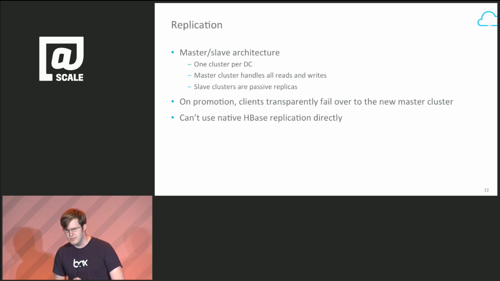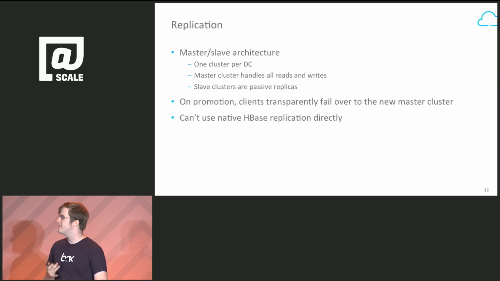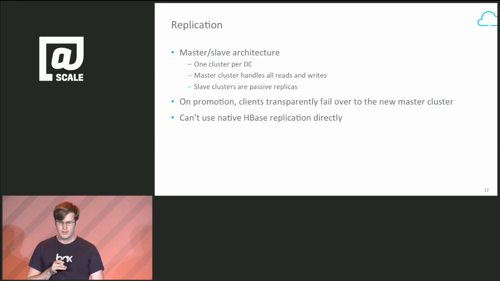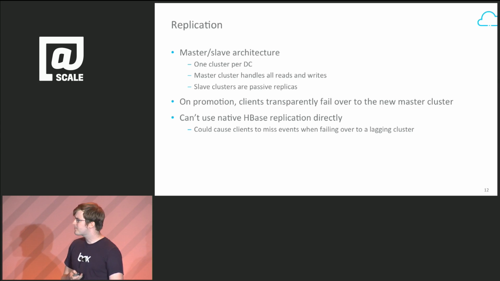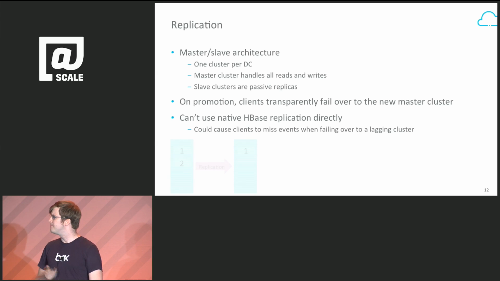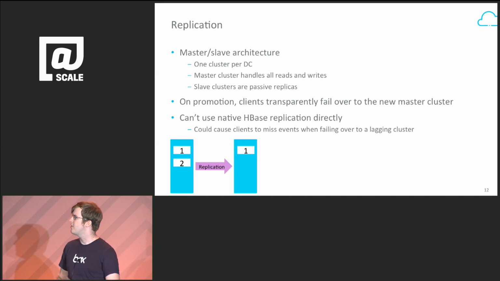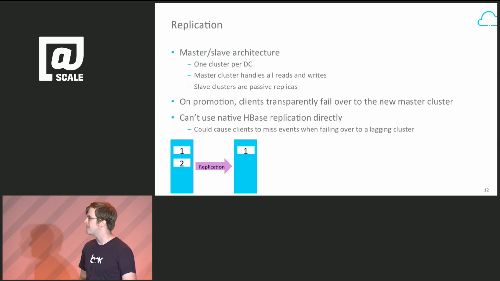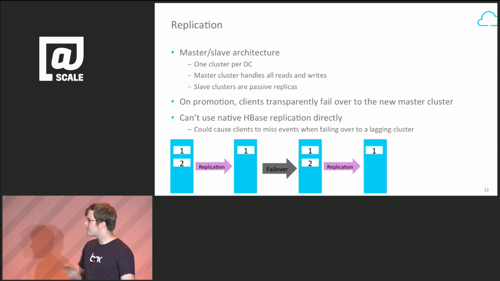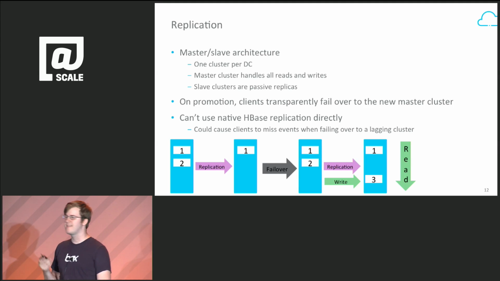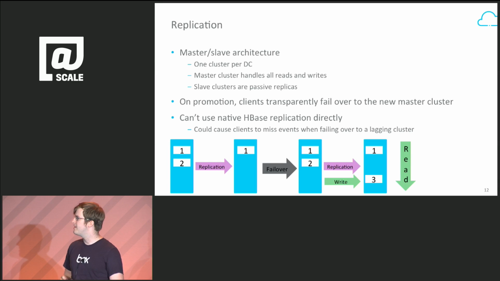So unfortunately, native HBase replication isn't actually enough for us. We can't use it directly because it doesn't have the consistency guarantees that we need. Specifically, if you allow clients to fail over to a lagging cluster, they might potentially miss events. For example, suppose we have a master cluster on the left and then a slave cluster on the right, and we have a bit of replication lag, so the event at position 2 hasn't yet replicated. If we do a failover at this point, we now open up a new cluster to both writes and reads. At this point, when the client comes in and does his read, he's not going to get the event written to position 2 because it hasn't yet been replicated.